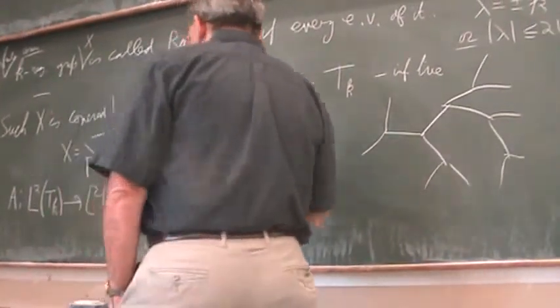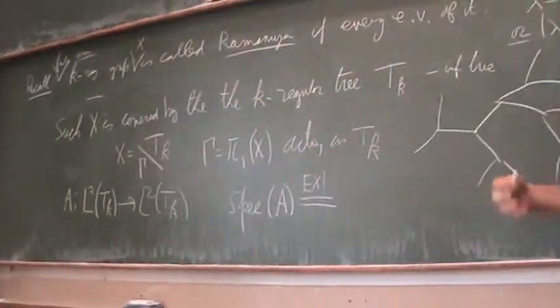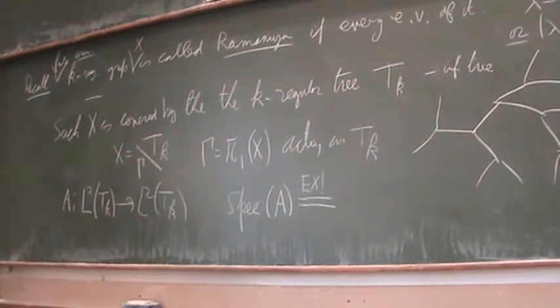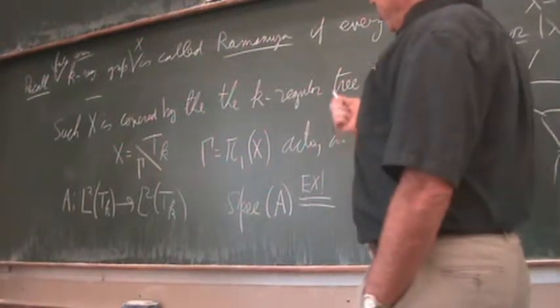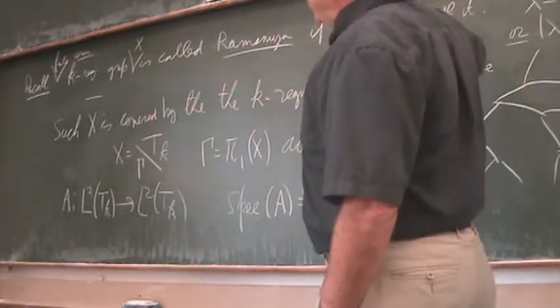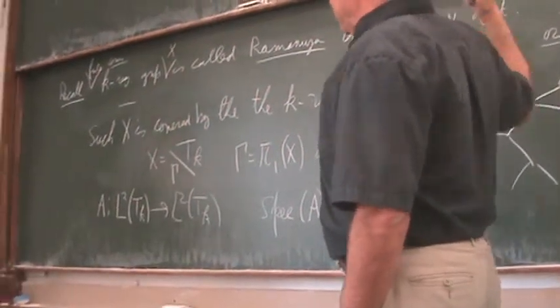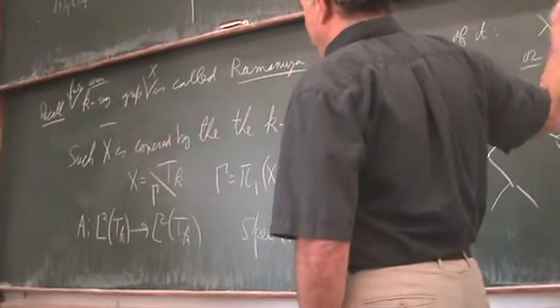And the spectrum of this operator is a non-trivial exercise. I mean, you have to know a little bit about the theory. One can do it combinatorially after one understands the meaning of this. But at this point, I don't want to worry about that. I'm just telling you this as a story in order that you will understand why I'm going to define Ramanujan for bipartite graphs differently than you expect.